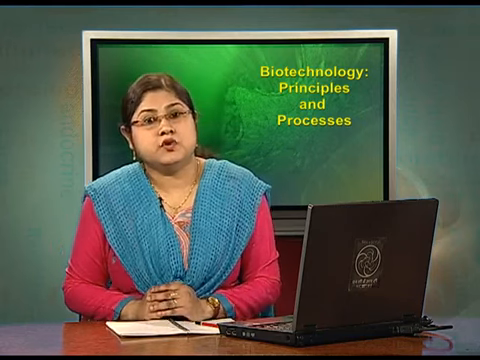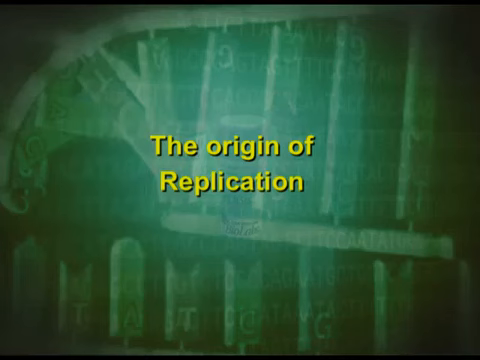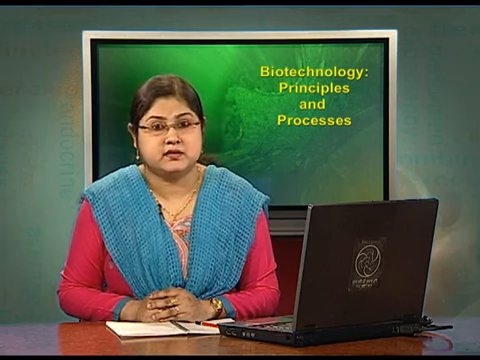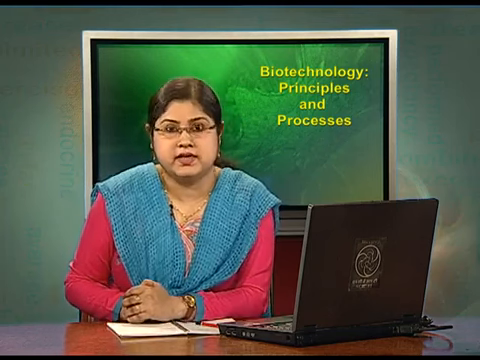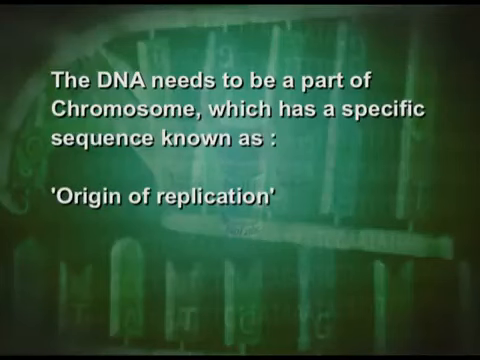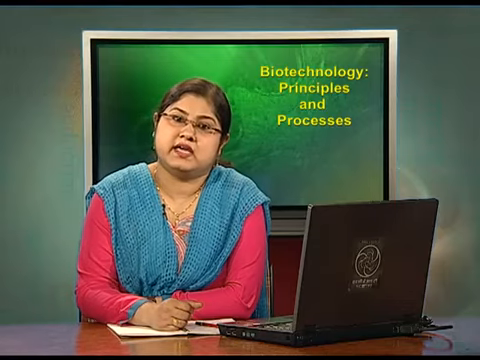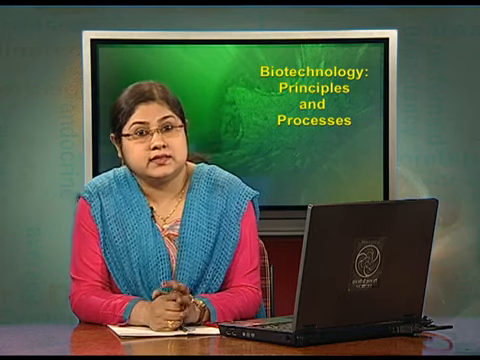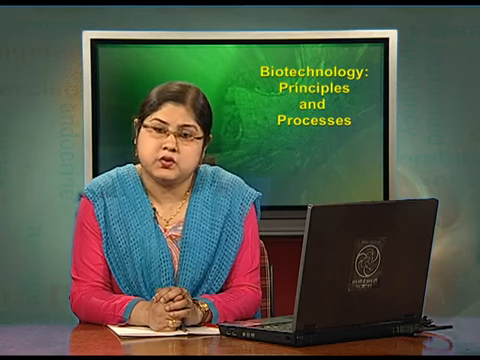Students, in a chromosome there is a specific DNA sequence which is called the origin of replication. This sequence is actually responsible for initiating replication. Therefore, for the multiplication of any alien piece of DNA in an organism, the DNA needs to be a part of a chromosome which has a specific sequence known as origin of replication. This is why alien DNA is linked with the origin of replication, and as a result this alien piece of DNA can replicate and multiply itself in the host organism.